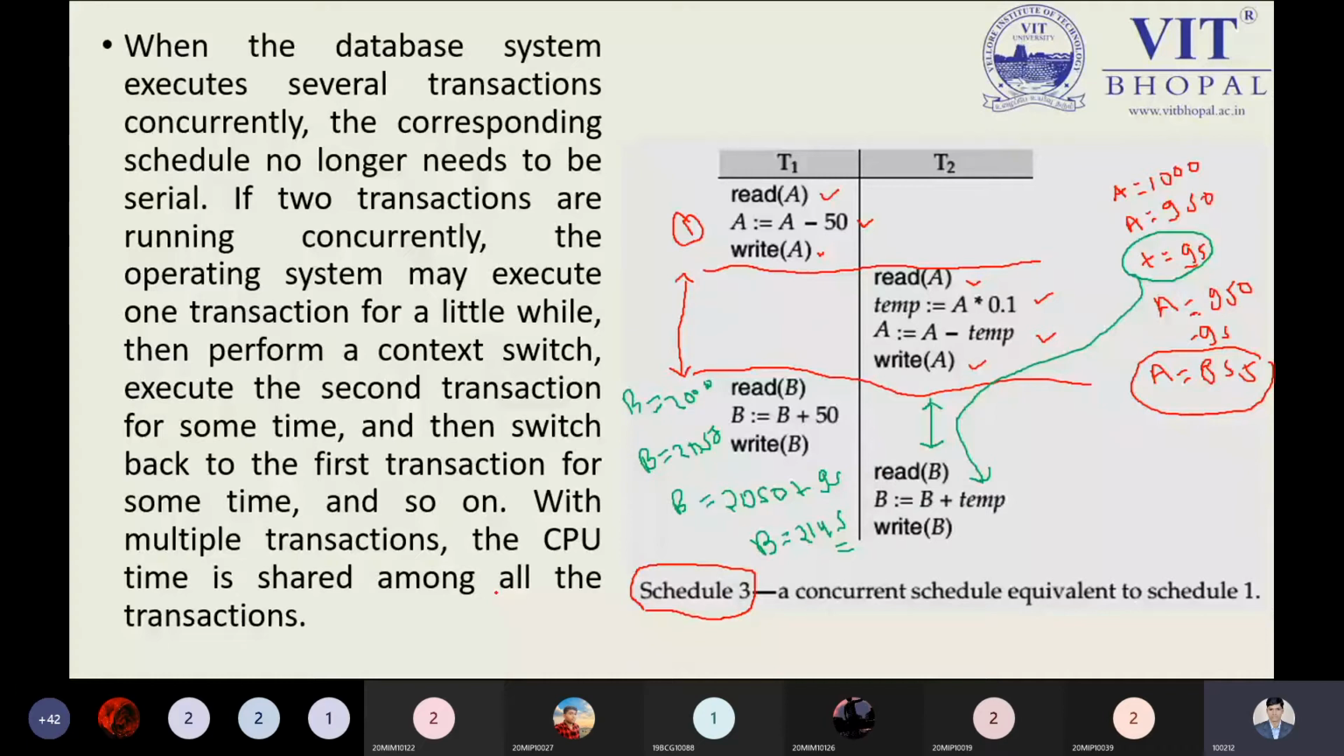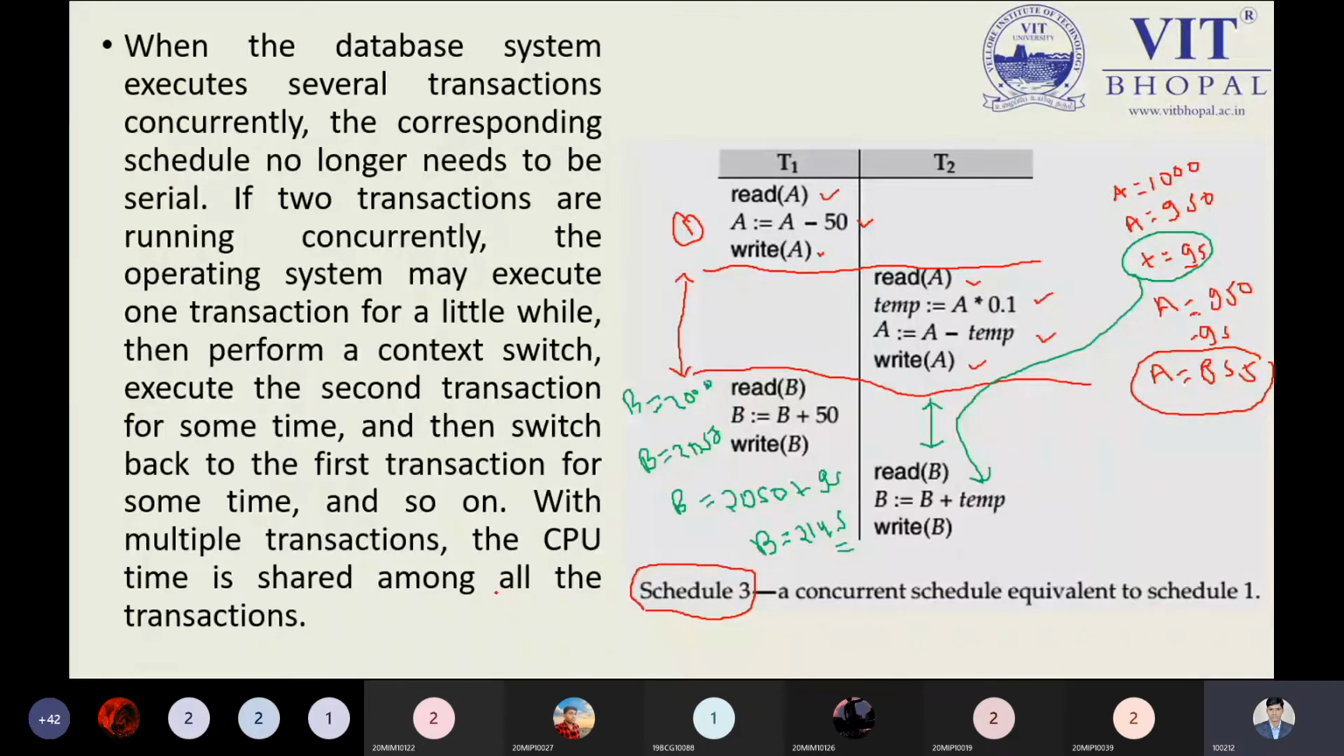Now I'm adding the temporary value, which was already calculated by the temporary variable of transaction T2. What was the data? 95. So I'm adding 95, and B becomes 2145. After using the write B operation, the final value of B becomes 2145. So that is a transaction.